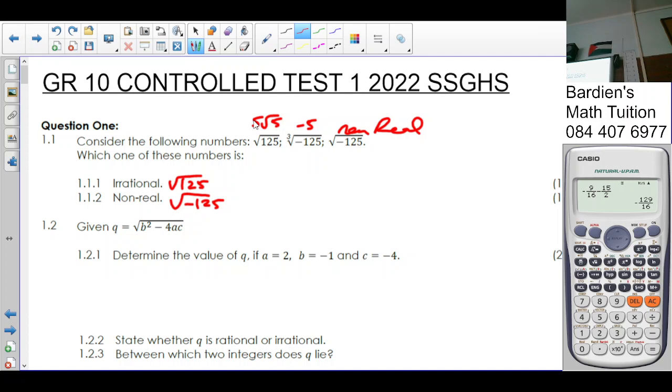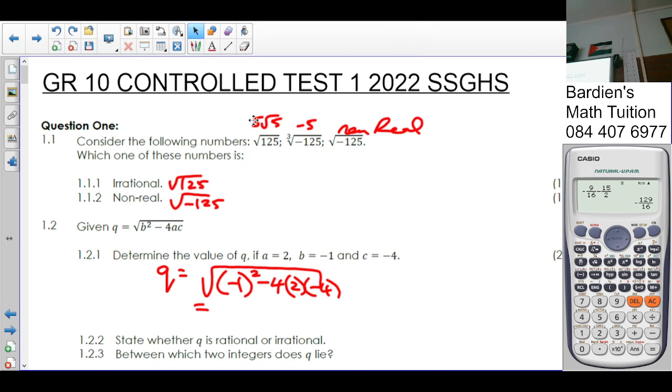The next question we are given, q equals the square root of b squared minus 4ac. Determine the value of q if a is equal to 2, so it's a substitution question. B is equal to negative 1, and c is equal to negative 4. So you can put this in the calculator. It's going to be the square root of, open brackets, negative 1 squared minus 4 times a, which is 2, times c, which is negative 4. The square root of 33.